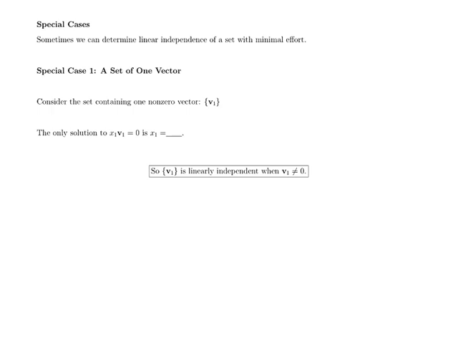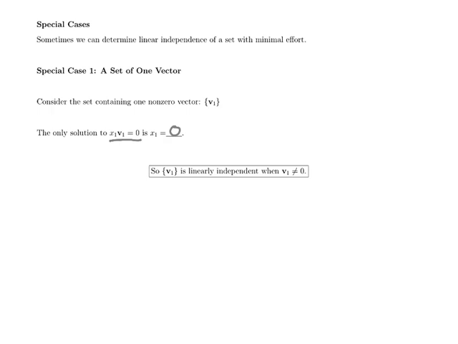First one is a set of one vector. So let's say we have one vector, v1. If you're going to ask if that set is linearly independent, you need to look at solutions to the equation x1 v1 is equal to 0. But that only has one solution, and that solution is x1 equal to 0. You can't multiply a vector by anything to get 0 unless it's 0 itself. So we say that this set is linearly independent as long as v1 is not 0.